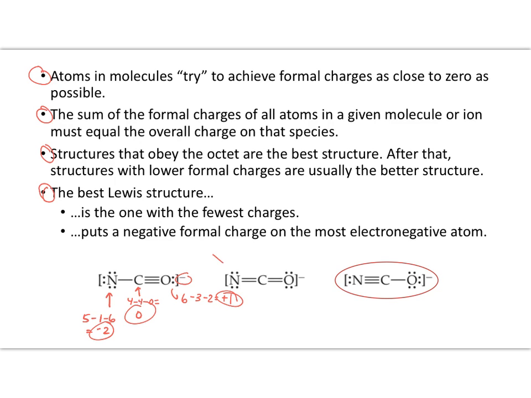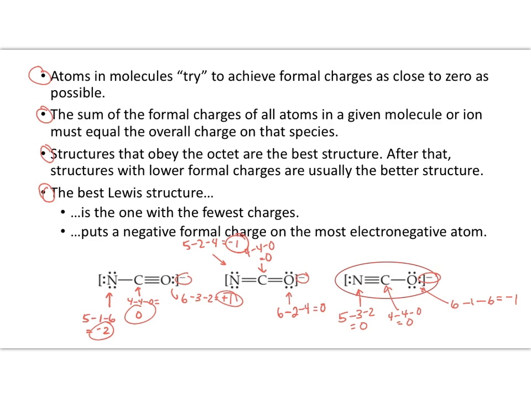The next example, we have 5 minus 2 minus 4, which is -1. Here we have 4 minus 0, which is 0. And here we have 6 minus 2 minus 4, which is 0. So add all those up, you do get -1 for the overall. And then the last one, we have 5 minus 3 minus 2, which is 0. Here we have 4 minus 0, which is 0. And here we have 6 minus 1 minus 6, which is -1. Add all those up, you do get a -1 charge.